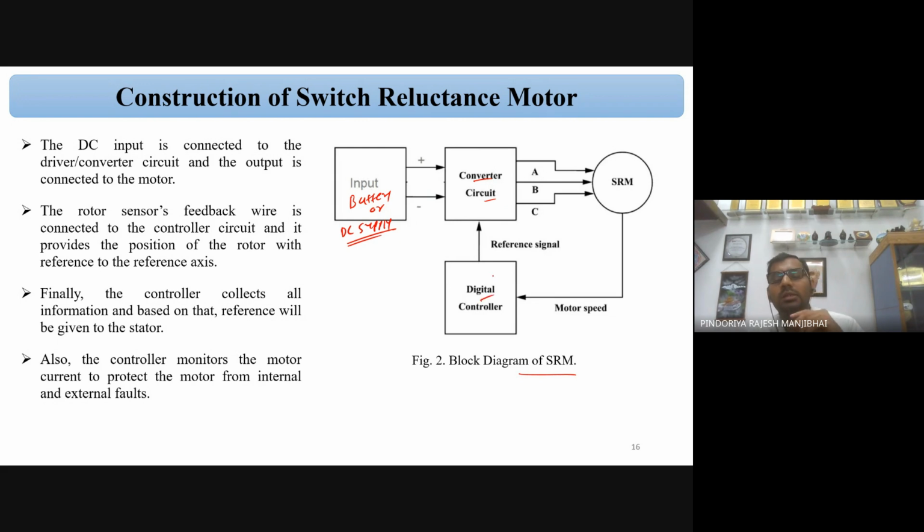Then the digital controller. So we have to use the digital controller so we can give the command to the converter, so which switch now we have to operate. Okay. And these are the feedbacks, that is your speed, maybe the torque. It depends on which type of control application you are using. Okay, so the major components are the converter circuit and the digital controller.